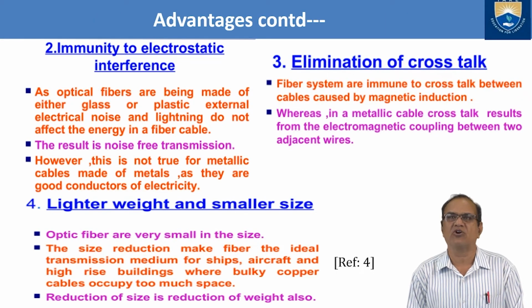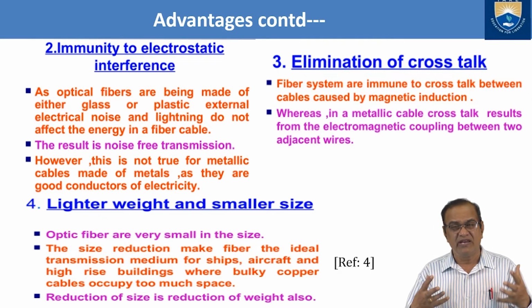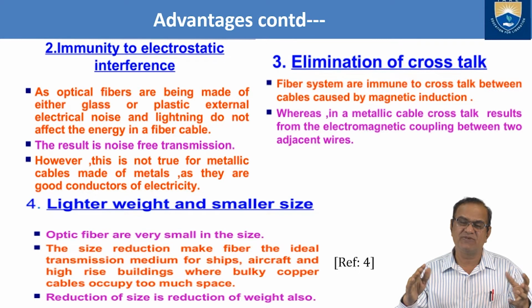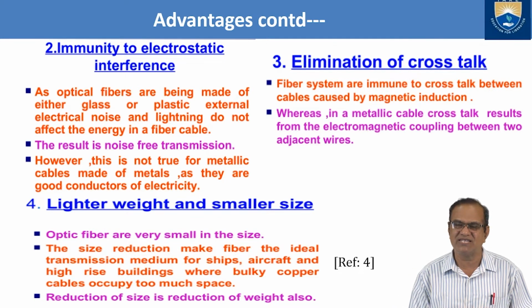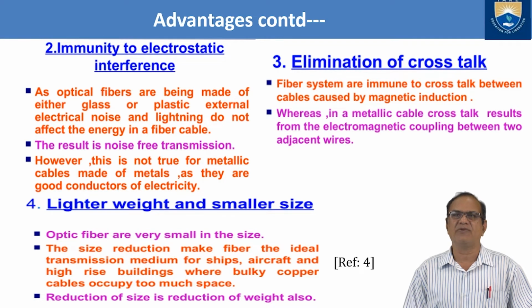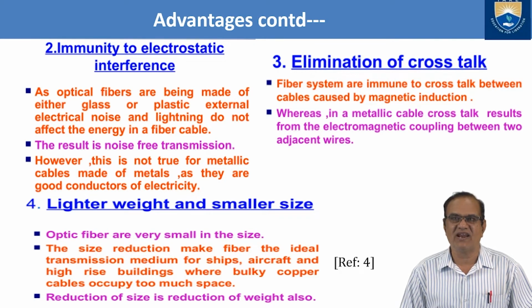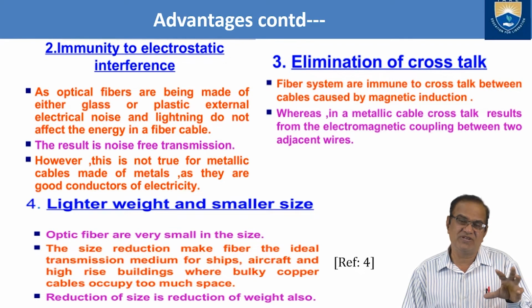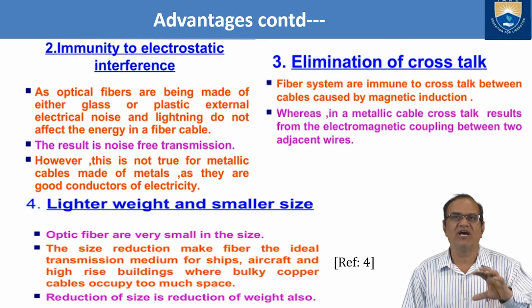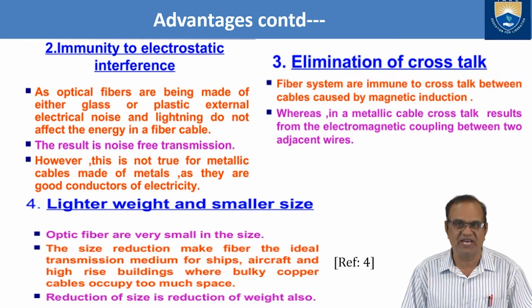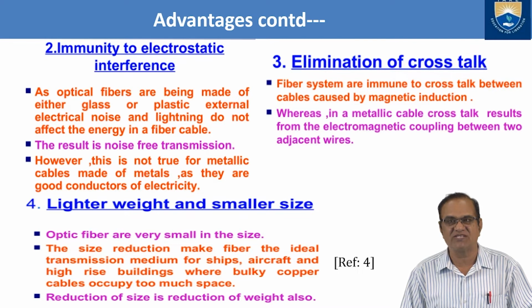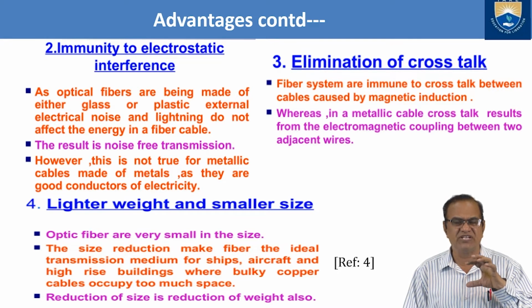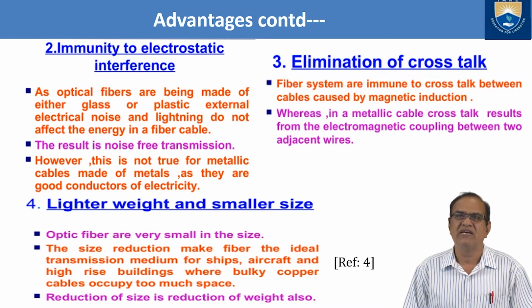Second thing, immunity to electrostatic interference. So the interference is very less. As it is transmitting, the leakage of the signal is also very less. So that is the benefit. As optical fibers are made of either glass or plastic, external electrical noise and lightning do not affect the energy in a fiber cable. So the interference of electrical equipment will not be there. The result is a noise-free transmission, which means the disturbances of the communication will be very less.